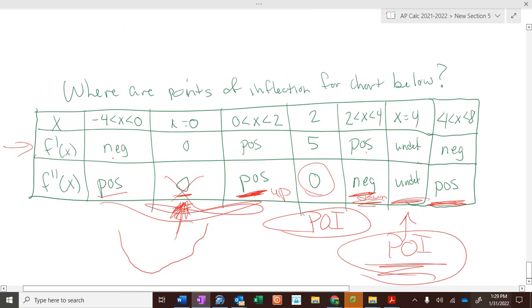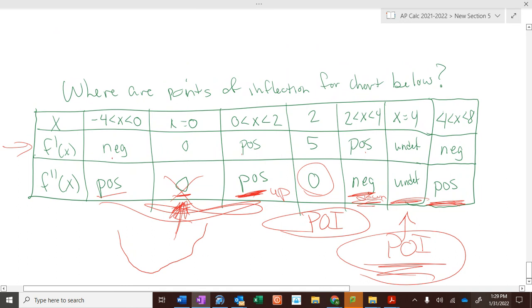You should have seen some of the tweets he had. He was just bashing people that would say there's an asymptote and it changes concavity.